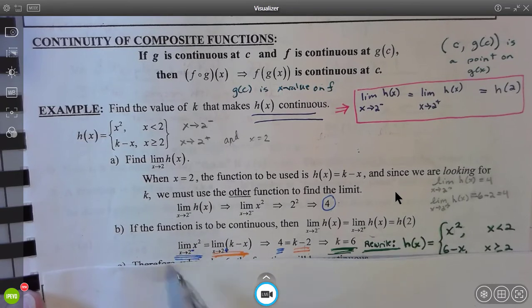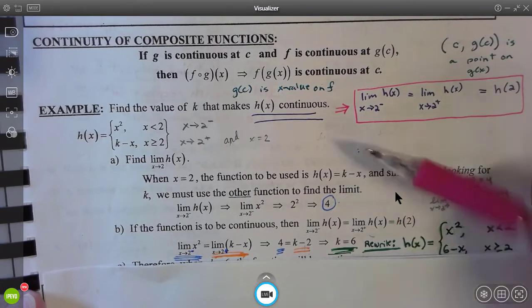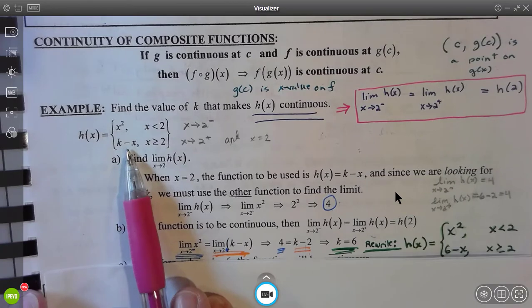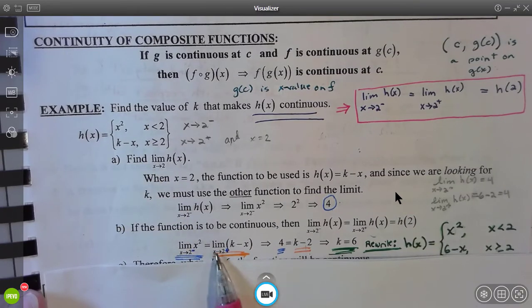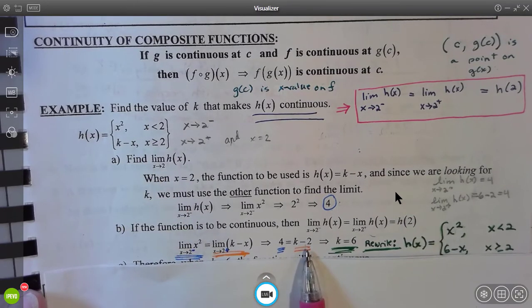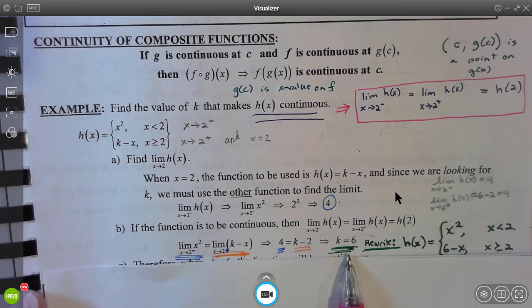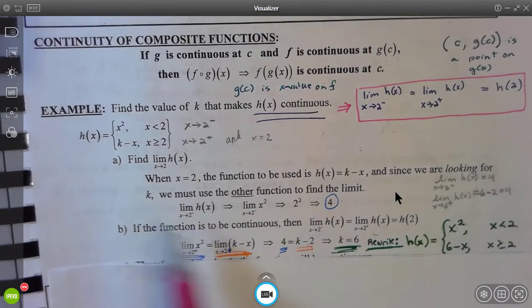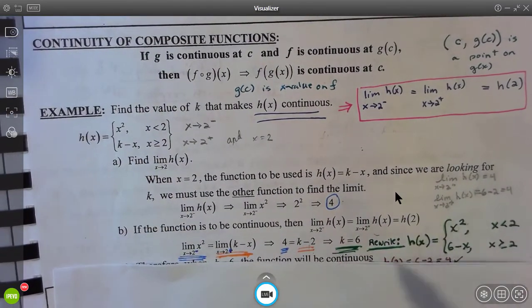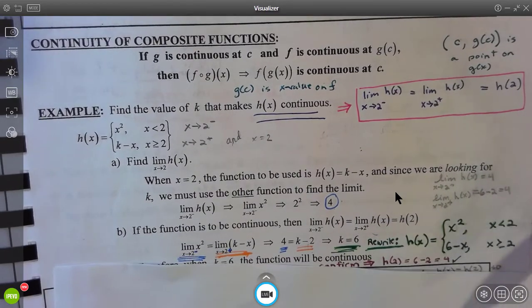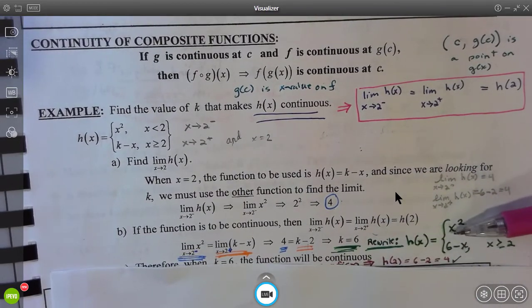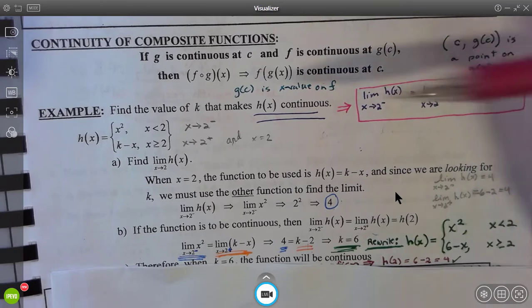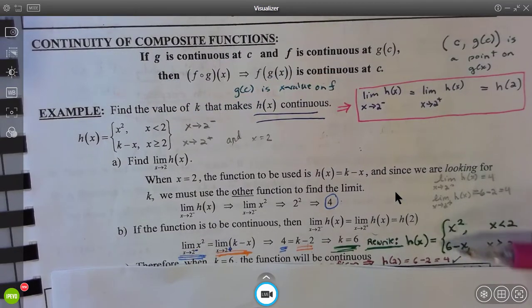So the limit from the left on my function has to equal the limit from the right on my function. Now the limit from the left on the function is 4. The limit from the right has to be, as I get close to 2, k minus 2. And now you can solve that for k. And now let's rewrite our function since we have found the value for k. H of x is x squared when x is less than 2. That wasn't a problem. But now that we know k, it is 6 minus x when x is greater than or equal to 2.